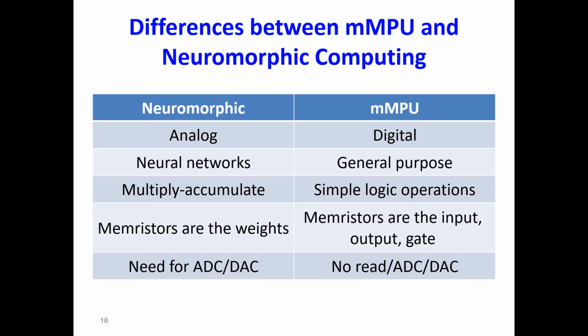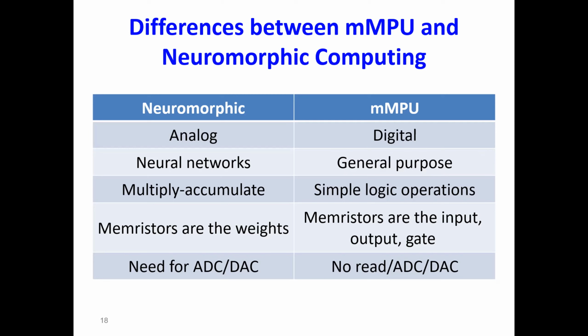And also, as I started, neuromorphic computing is near memory processing, while the mMPU is in memory processing. Also, the peripheral circuits are very different. In neuromorphic computing, we need ADCs and DACs. In the mMPU, the peripheral circuits are very similar to standard memory.